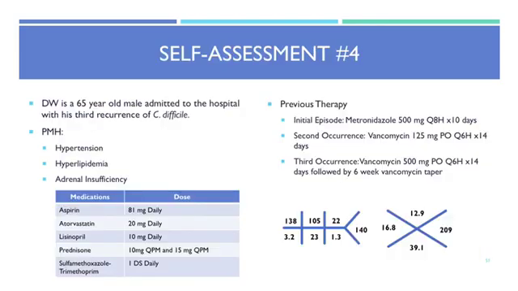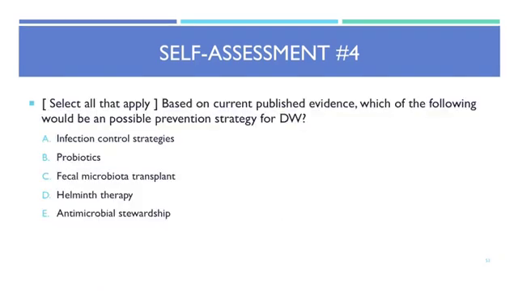So then I have one more question for you guys, and I decided to make it case-based so we can apply all of our knowledge, okay? So we have a 65-year-old male that's admitted to the hospital with their 3rd recurrence of C. diff. There's their meds and past medical history, but the things are, so he was treated with Flagyl the first go-round for 10 days. His 2nd occurrence, he got Vanco for 14 days, and his 3rd occurrence, he got 14 days of Vanco followed by a taper. And so now my question for you, shouldn't be too terrible, but select all of them that you think would be a good option for treating this. Or what could we do?